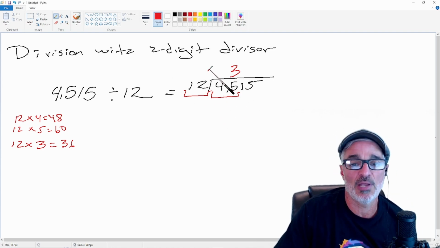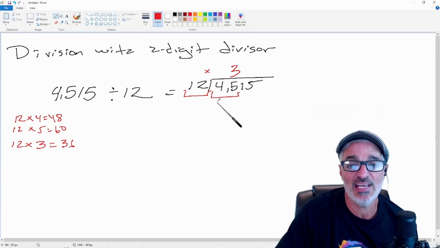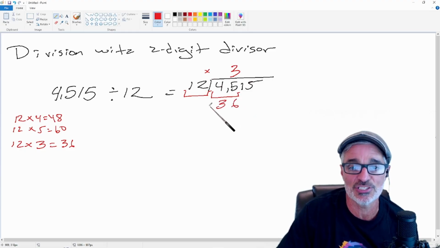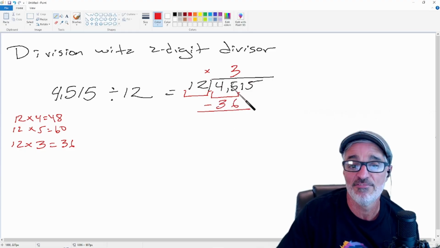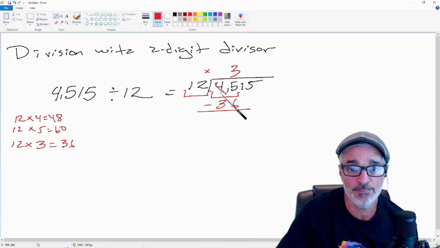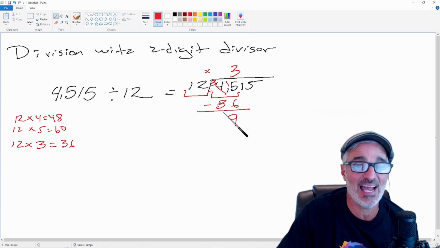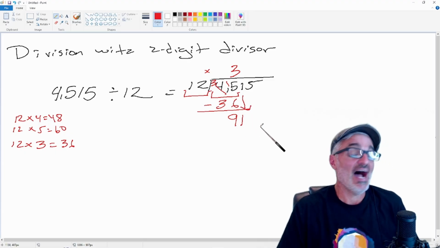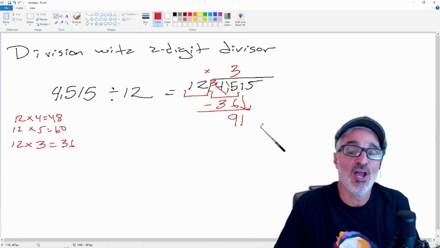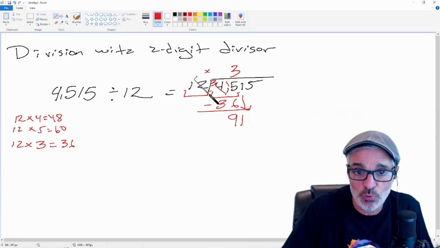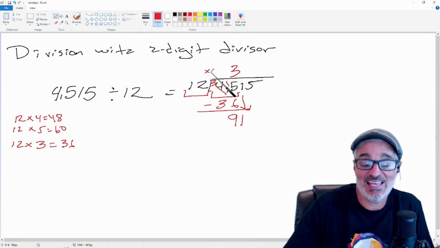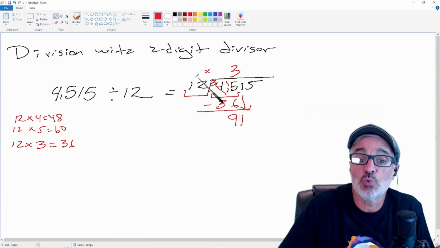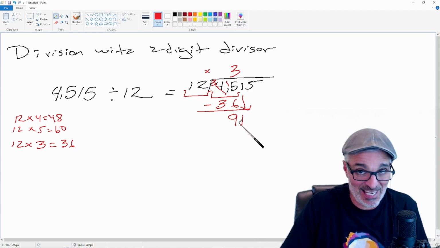So now I multiply. 12 times 3 is 36, and just as I did before, I subtract. 5 minus 6, you can't do that, right? So 15 minus 6 is 9, and 3 minus 3 is 0, and then I'm going to drop the 1. And now I pose the same question again. What is 91 divided by 12? An easier way to ask that is, what number do I multiply by 12 to get 91?